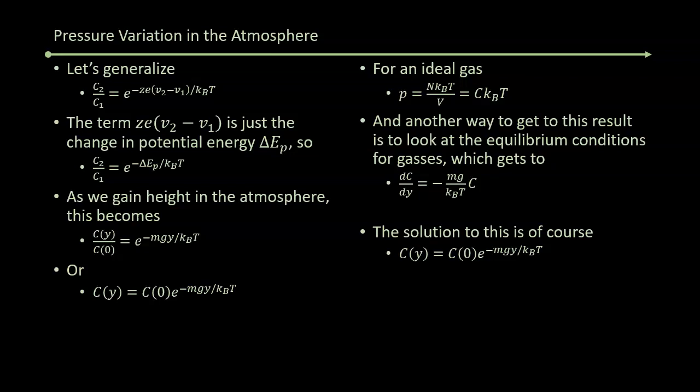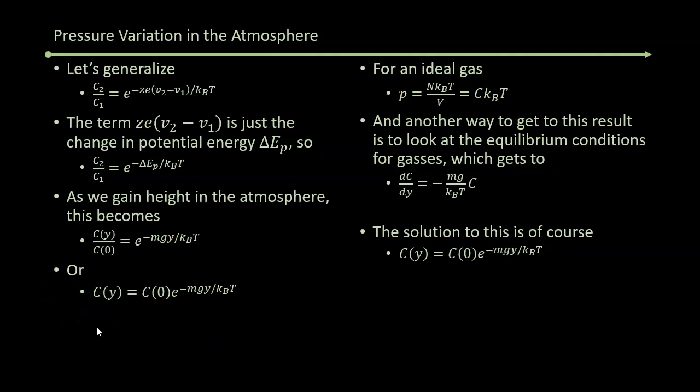Let's back up for a minute and look at this form of the equation we had from earlier. We're going to generalize a little bit. This term up here was just change in potential energy, and we made it a specific one to get to the Nernst equation. But now we're backing up and saying, let's just put in change in potential energy. If we do that, we can think of this in context of the atmosphere and say the concentration of the atmosphere at some height y over the concentration at the ground level is e to the minus mgy over kBT. So here's our final expression for that.